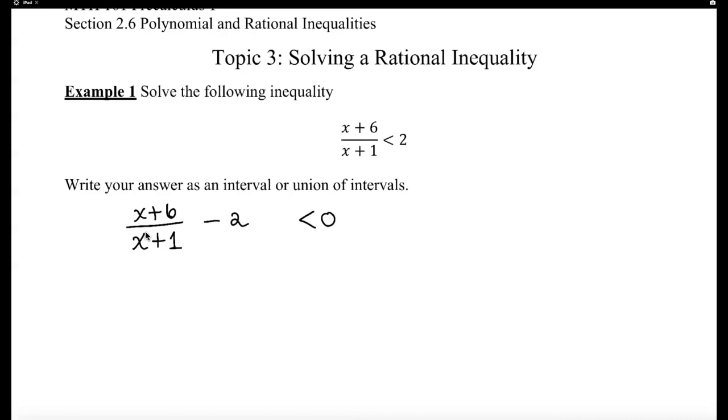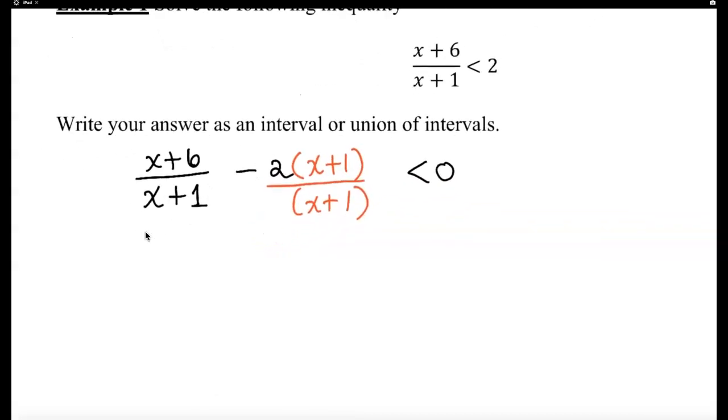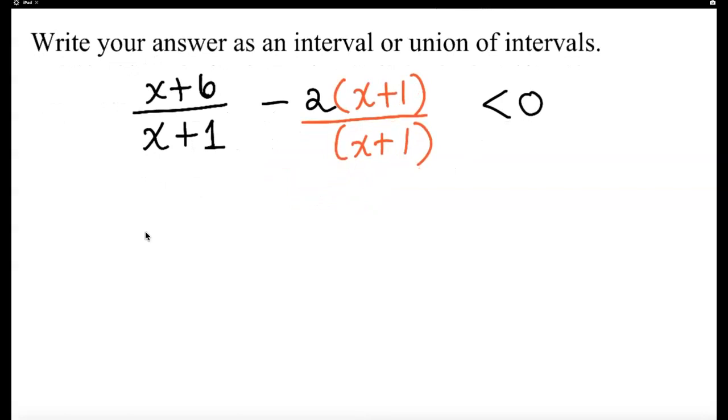Now, to subtract fractions, we need them to have common denominators. So what I will do is this. Let me move this a little bit to the side. On top and bottom of 2, I will multiply this fraction by x plus 1 over x plus 1. Because x plus 1 over x plus 1 is just 1, multiplying anything by 1 does not change its value. It just looks different. But this is perfect now because both of the denominators are x plus 1. I can now combine these or add the numerators.